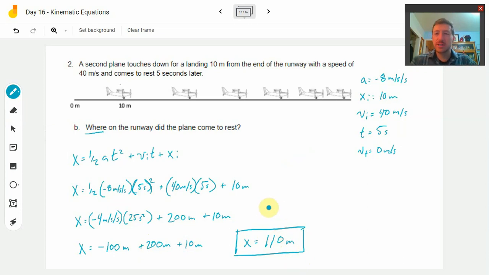Now, does that make sense? Just kind of doing a common sense check? Yeah, it makes sense. Relatively speaking, at least we're not getting something within here and here. We're getting something a little ways down. So it traveled an additional 100 meters after touching down there. And that's what the acceleration that it had, taking 5 seconds to stop with an acceleration of negative 8 meters per second per second. Right? So that's how we would do number 2.